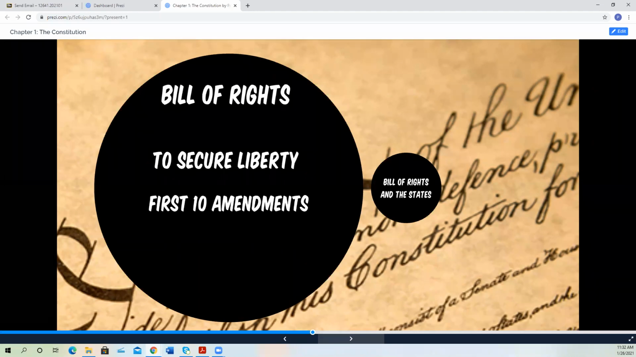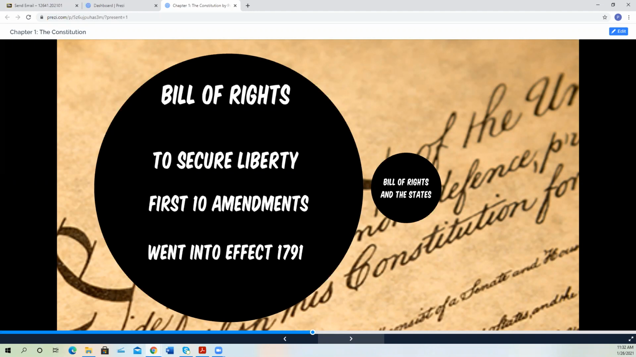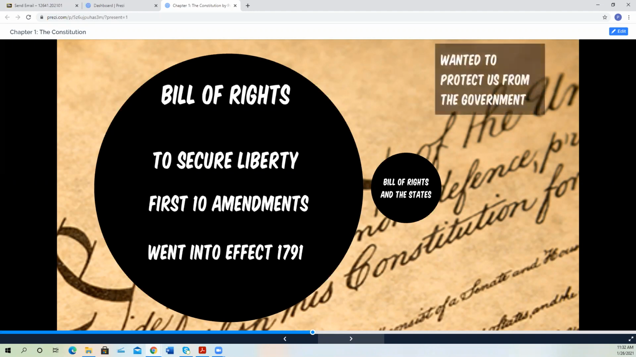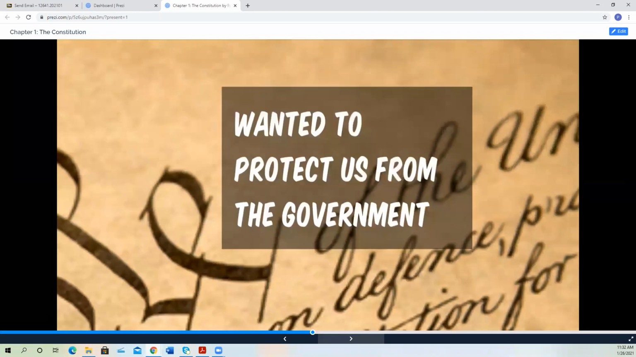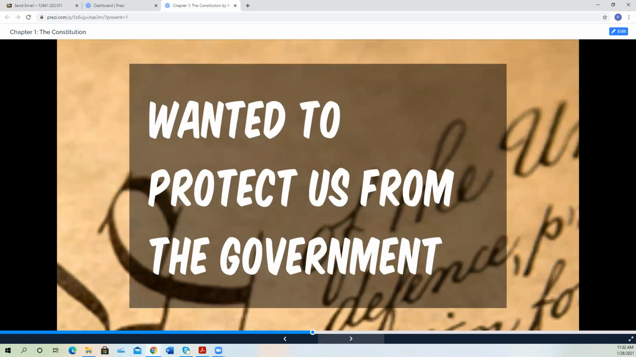So we passed these amendments and they went into effect in 1791. Again, these were designed to protect us personally from the government. We wanted to build in protections so that the government cannot violate or take away our personal liberties, whatever those liberties are that we have defined in the first 8 or 10 amendments.